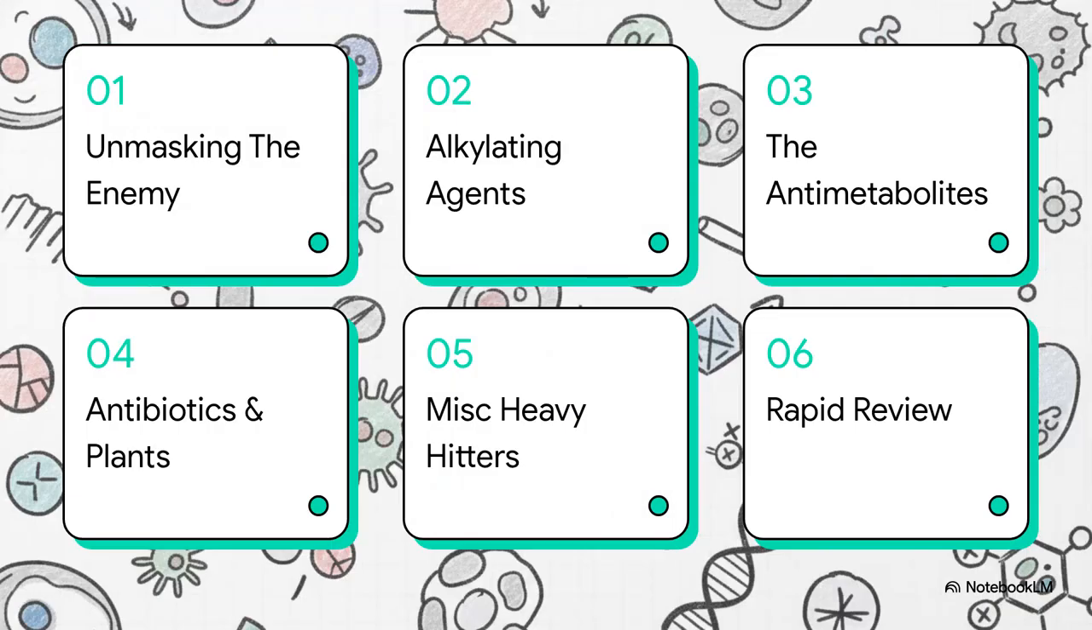Here's exactly what we're covering today. First, unmasking the enemy. Then we'll dive into our specific weapon classes: the alkylating agents, the antimetabolites, antibiotics, and plant products, and some miscellaneous heavy hitters. Finally, we'll wrap it all up with a high-yield, rapid review.